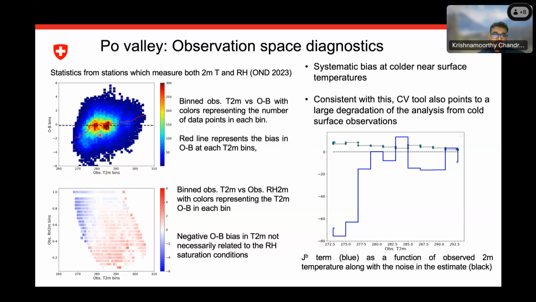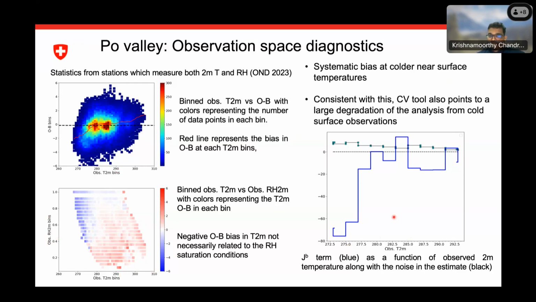Then, to put some physical meaning, first we wanted to see if this is coming because of some kind of saturated conditions like fog. But here at the bottom, for the same data points, we have the observed relative humidity from the station. When we bin the relative humidity with respect to temperature, with the color being the O minus B in temperature, we see that it does not necessarily correspond to any kind of saturated condition. So we see some systematic biases at the colder near surface temperatures. Then we also wanted to confirm this in terms of the cross-validation tool, because it allows us to use different binning.